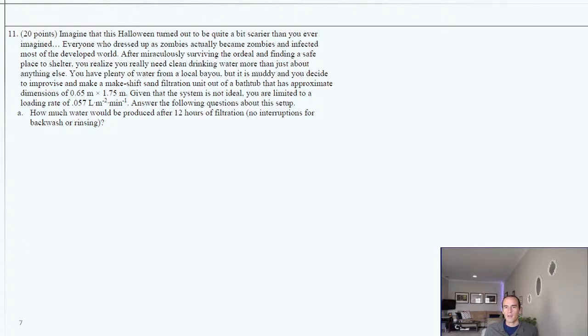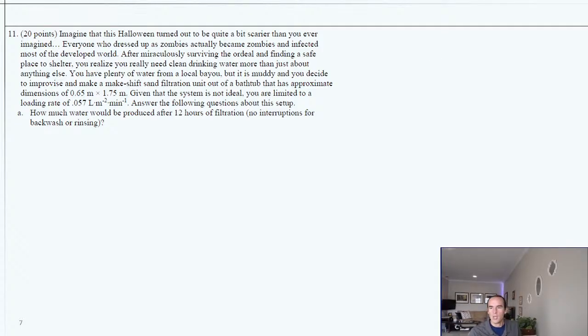You have plenty of water from a local bayou, but it's muddy, and you decide to improvise and make a makeshift sand filtration unit out of a bathtub that has approximate dimensions of 0.65 meters by 1.75 meters. Given that the system is not ideal, you are limited to a loading rate of 0.57 liters per square meter per minute. Answer the following questions about the setup. So part A says how much water would be produced after 12 hours of filtration, no interruptions, no backwashing or anything like that.